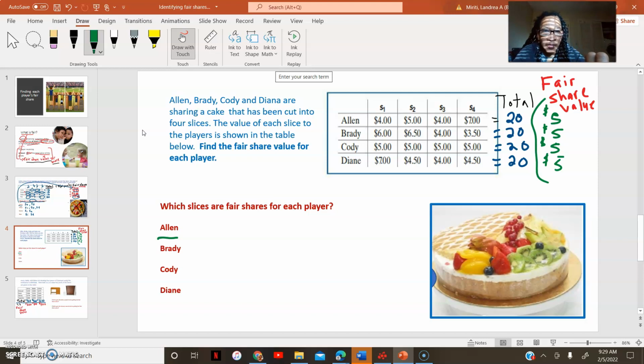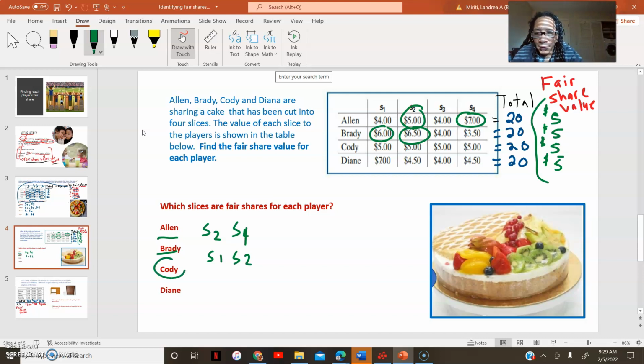So for Alan, what are the slices here that are $5 or more? Slice 2 and slice 4. For Brady, what are the slices that are $5 or more? Slice 1 and slice 2. For Cody, what are the slices that are $5 or more? Oh, all of these slices are $5. So Cody would find any of these slices, slice 1, slice 2, slice 3, or slice 4 would be fair slices or fair shares for Cody.